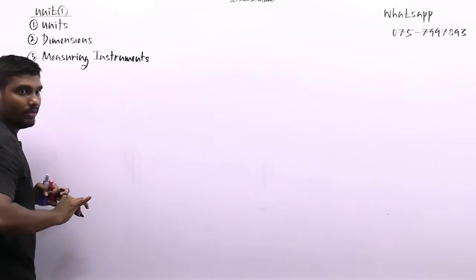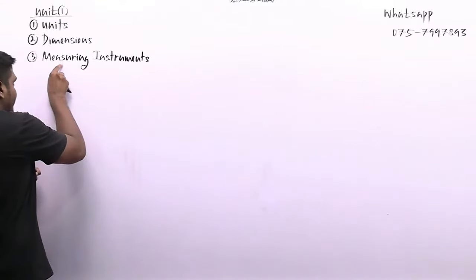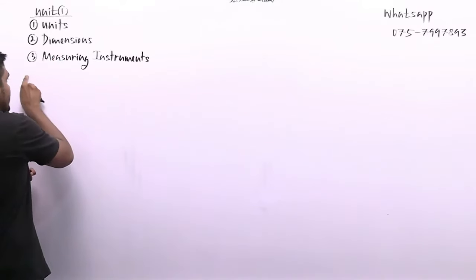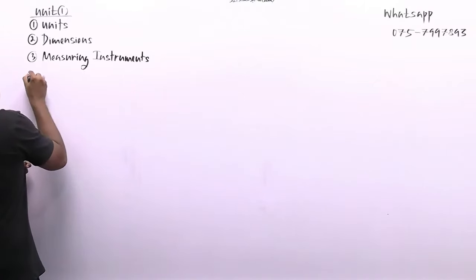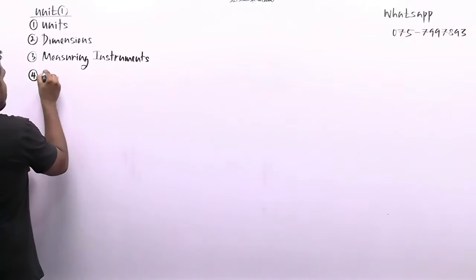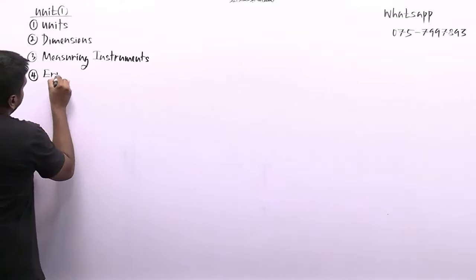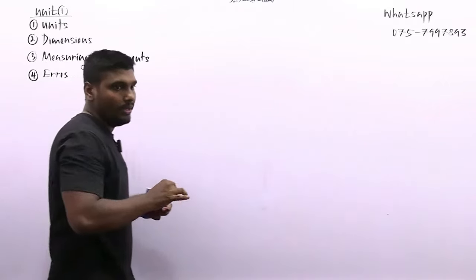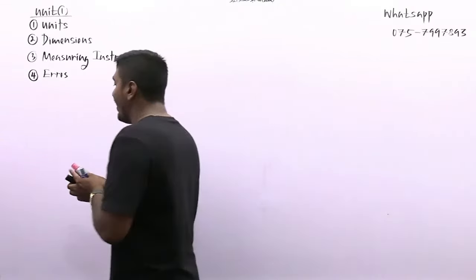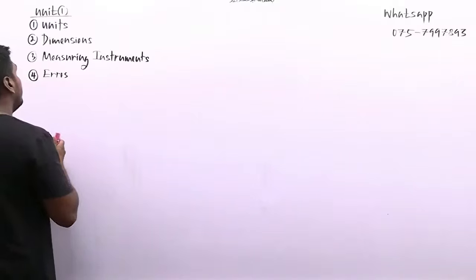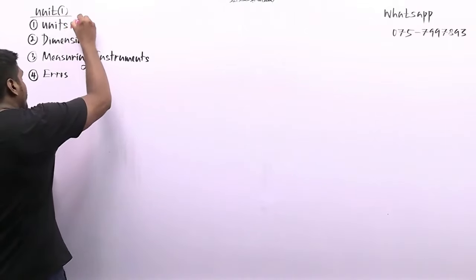We also talk about another subsection called errors. It's not a big section, but we can take it as a separate section also. Unit 1 is really not a difficult lesson. Anyone at any level can understand this lesson. The units section is very basic.